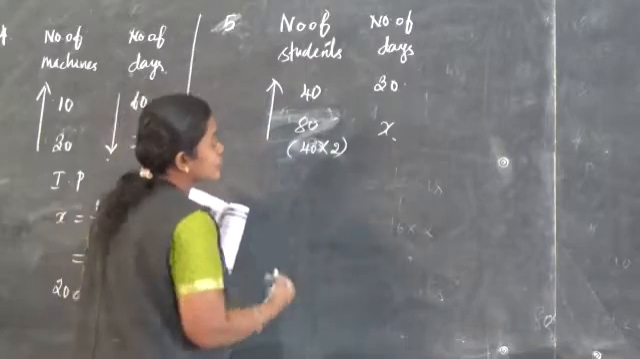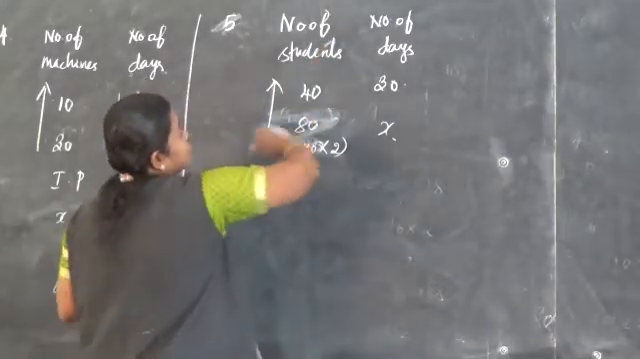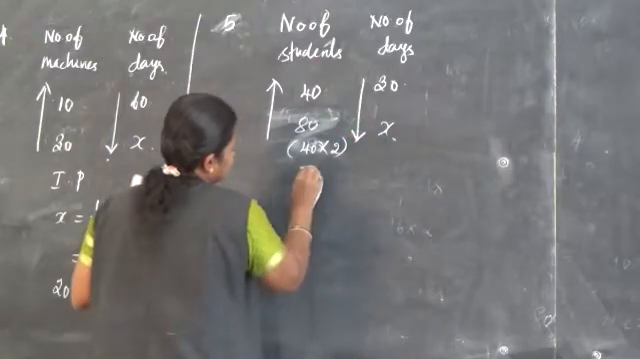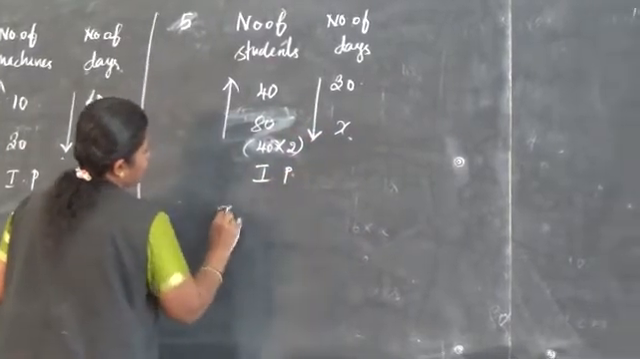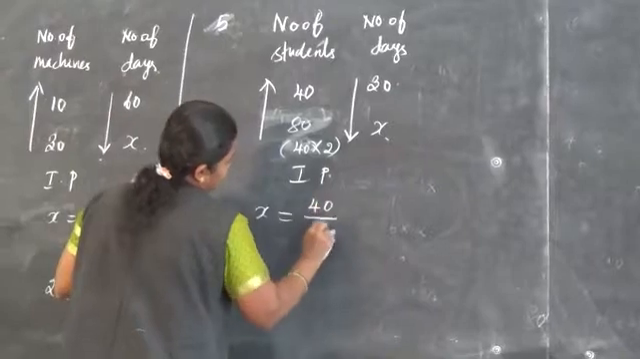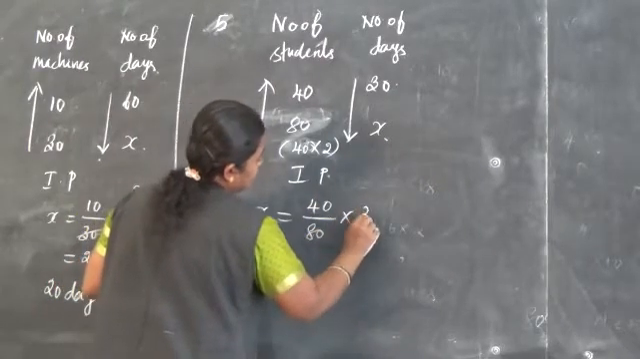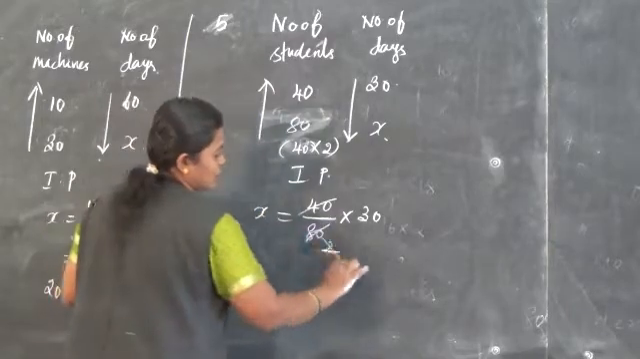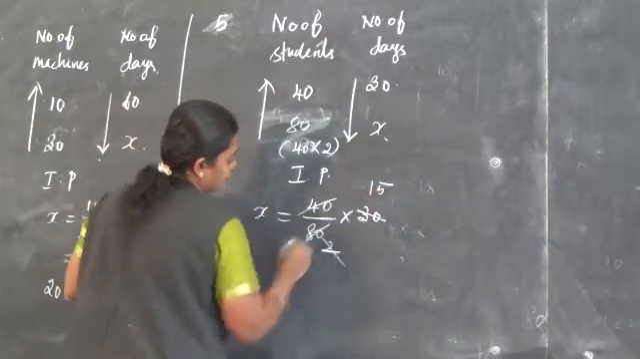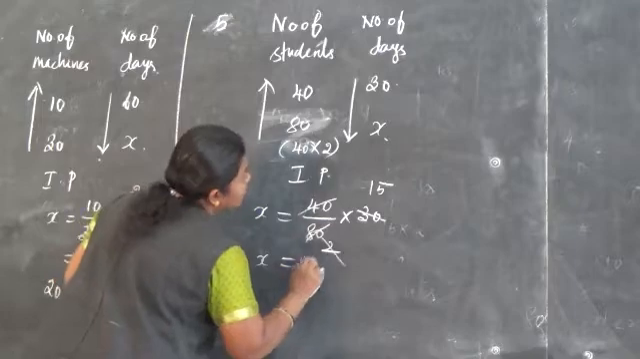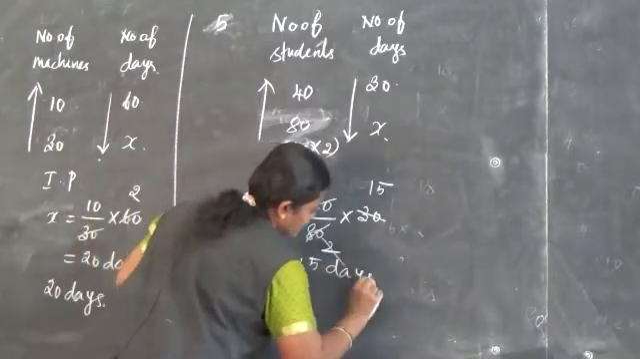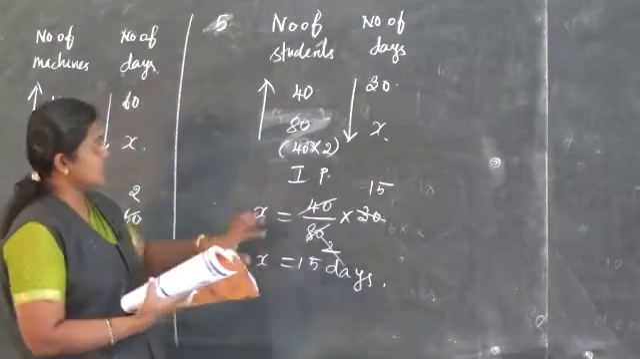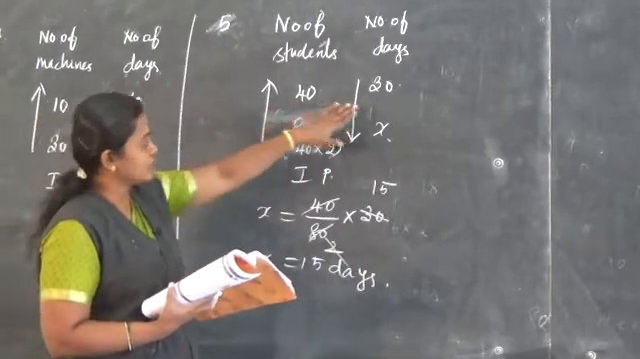Definitely, if the number of students is increasing, we can eat the food for only fewer days. So here it will be decreasing. It is an inverse proportion. As it is, you should write 40 by 80 into 30. Cancelling, 2 40s are 80, you know very well. Cancelling 15, so x equal to 15 days. Answer is 15 days, because 40 students stayed in a hostel that had enough food for 30 days.